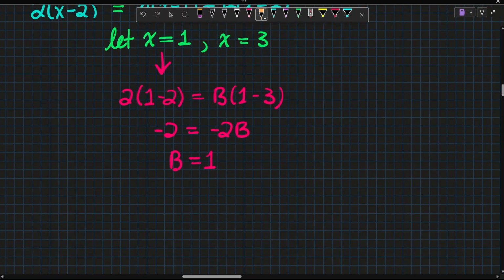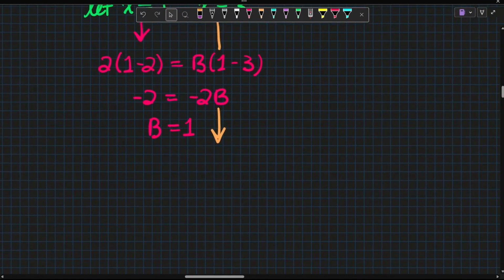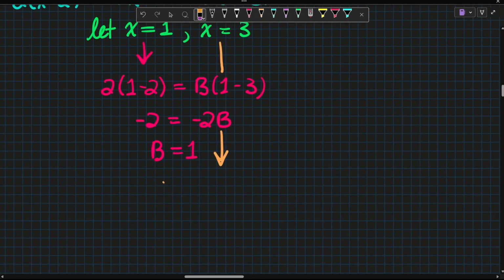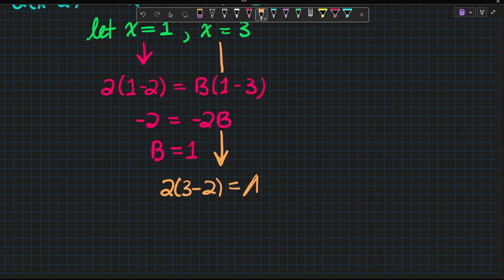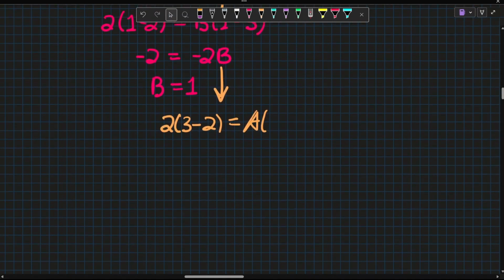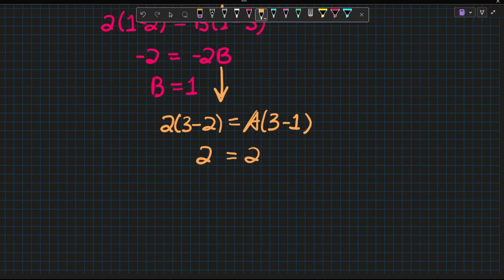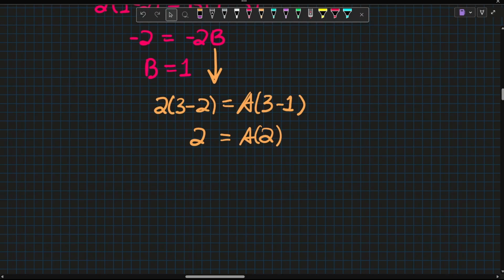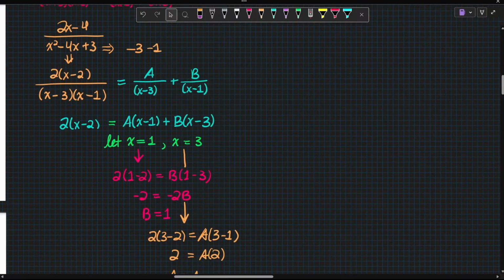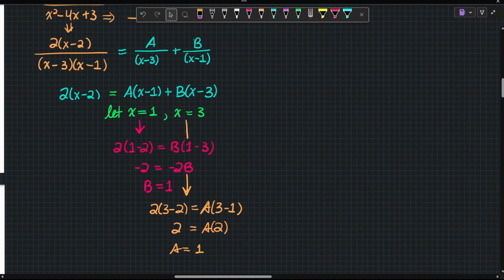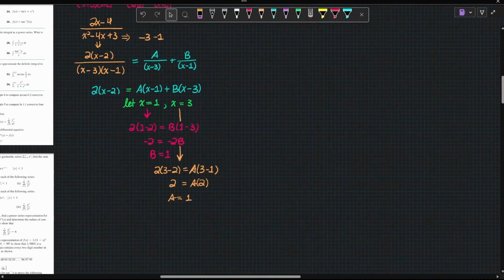And then here, if x is equal to 3, then you have 2 times 3 minus 2 is equal to a times 3 minus 1. Then you have 2 is equal to 2a. Weird. Okay, works out pretty nicely. So a is also equal to 1. That's weird. Did I do that right? Yeah, I guess so. Okay.